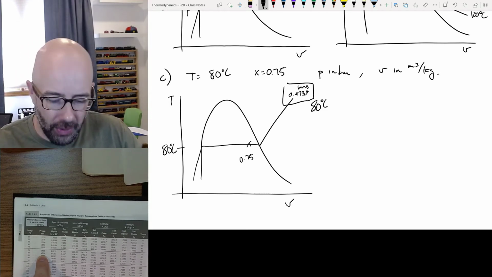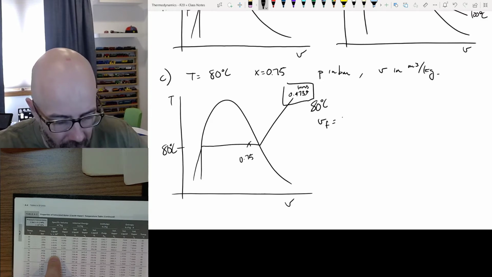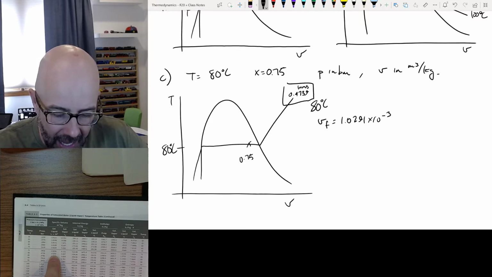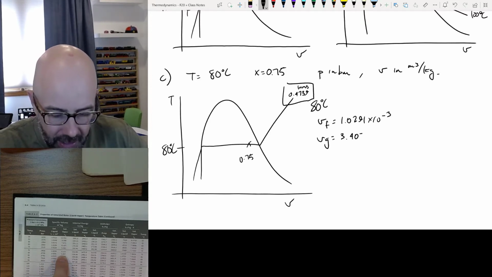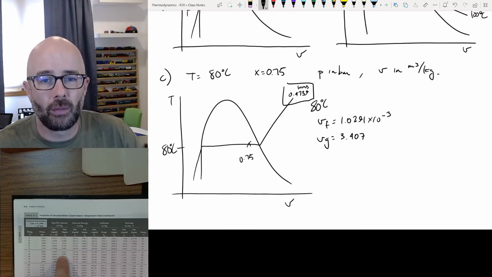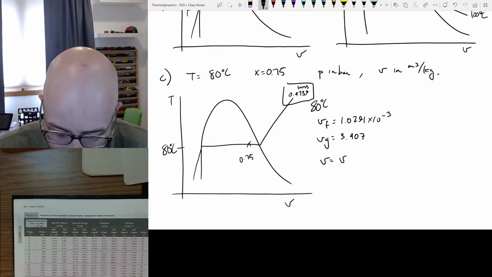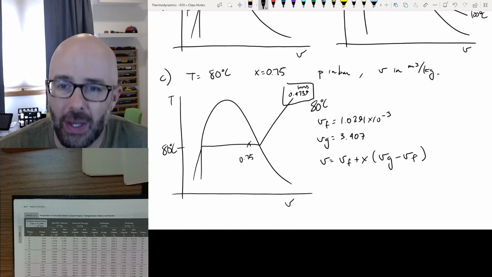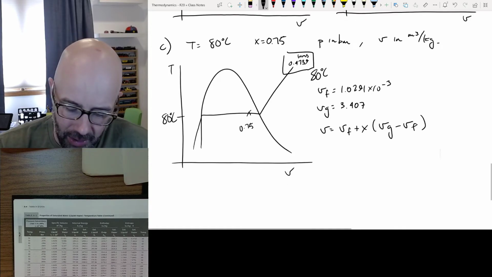Now, I also want to find out what VF is. So VF is going to be equal to 1.0291 times 10 to the minus third, and VG is going to be equal to 3.407, and both are in meters cubed per kilogram. To find out my specific volume, it's going to be VF plus X times VG minus VF. We have to do a calculation using the quality equation that we derived in our last lecture.